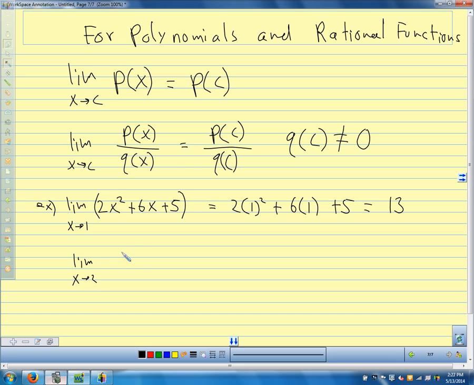And if I have a rational function, x squared minus x minus 1 over x squared plus 2, all I need to do is check that when I plug in x equals 2, I'm not dividing by 0. Looks good. We have a polynomial in the numerator and a polynomial in the denominator. So to find my limit, I just plug in 2, so I get 2 squared minus 2 minus 1 over 2 squared plus 2, and I get 1/6.